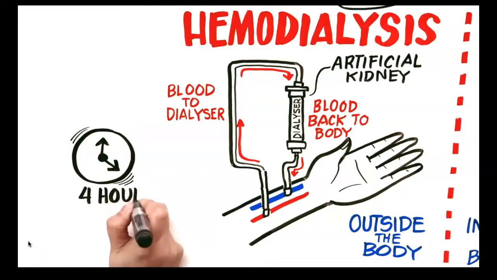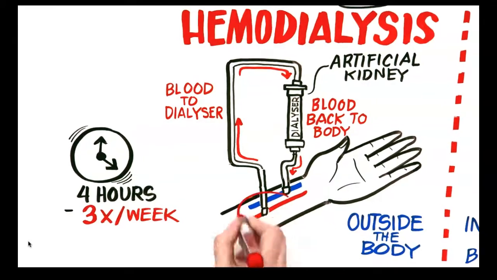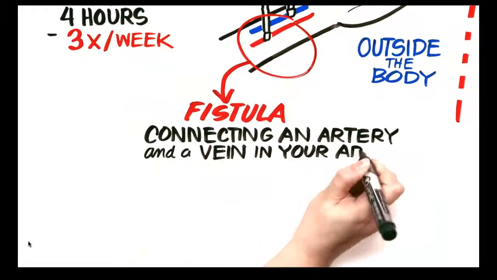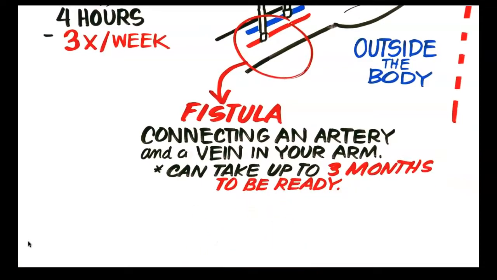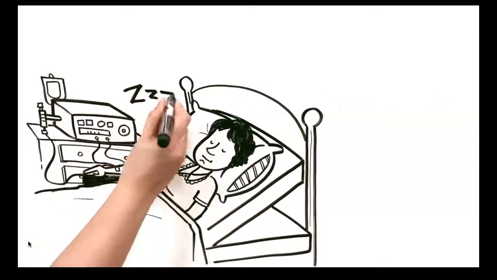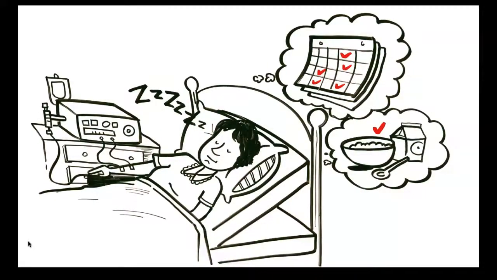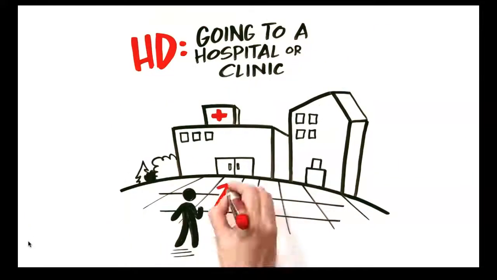Hemodialysis is usually done for 4 hours, 3 times each week, and requires access to your blood, either through an intravenous line inserted in your neck or a fistula. A fistula is created surgically by connecting an artery and a vein in your arm. Now, this can take 3 months to be ready for use, so it requires some planning. You should ask your doctor which is the right option for you. Occasionally, hemodialysis is done at home, even sometimes at night while you're asleep, which frees up your days and your diet. But most of the time, when we're talking about HD, we're talking about you going to a clinic or a hospital to have it done.